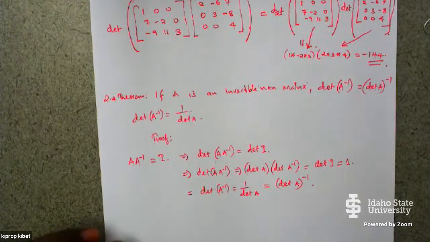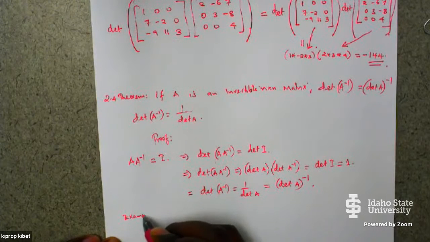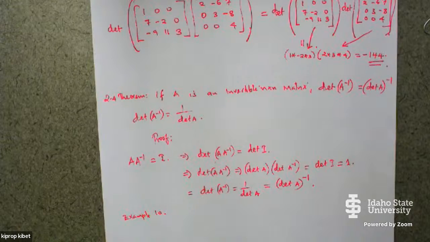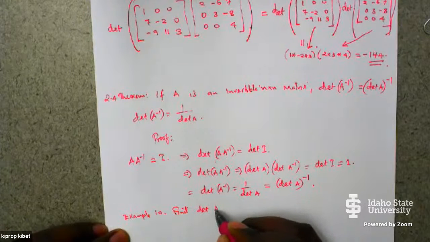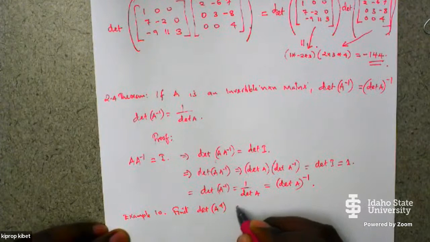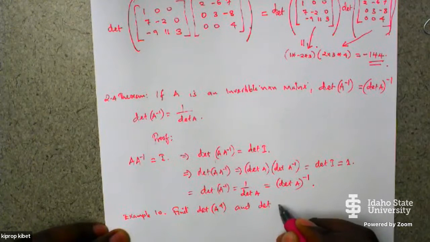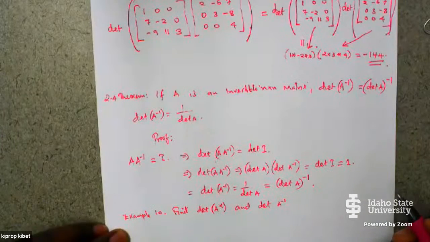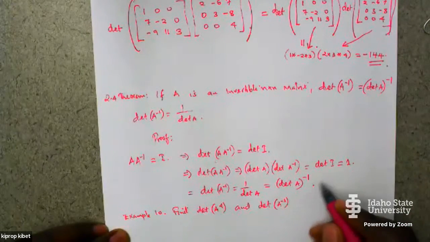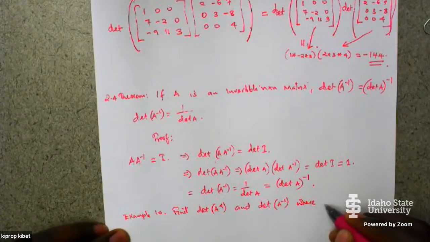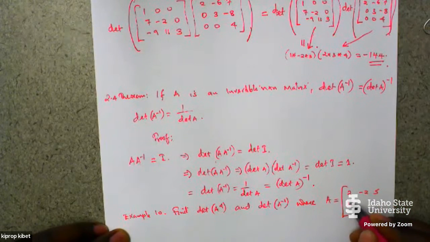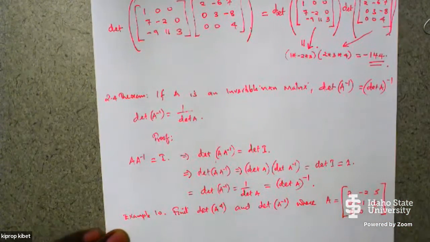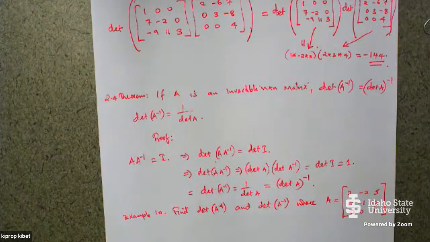Okay. For example, example number 10. Find the determinant of A raised to 4 and the determinant of A inverse, where A is [2, -2, 5; 0, -1, -3; 0, 0, 1].